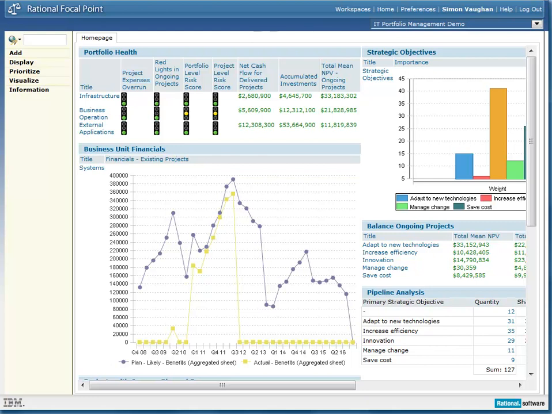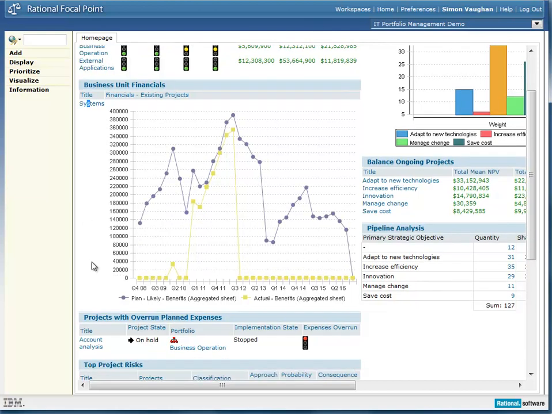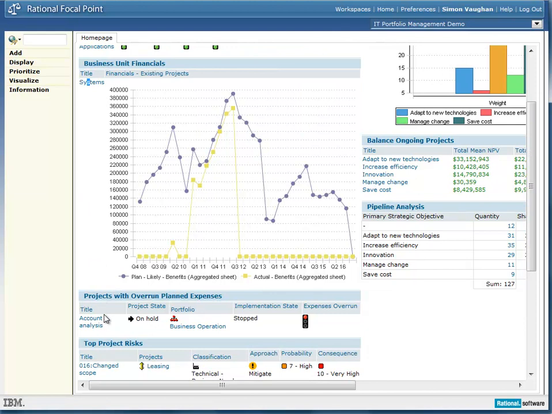And the way that I've got Focal Point set up here is to provide a set of screens that help me to monitor the portfolio. I split my portfolio down into three different domains, and these are like containers, so any projects that are part of these domains are feeding information in order to determine the health from different perspectives. I can also monitor how my financials are comparing, how my actuals are comparing to what I expected from the perspective of costs and benefits. And I can flag things up on the dashboard that require my attention.